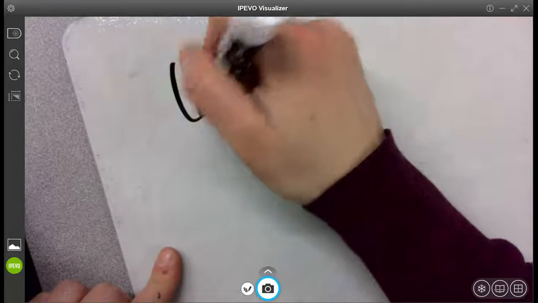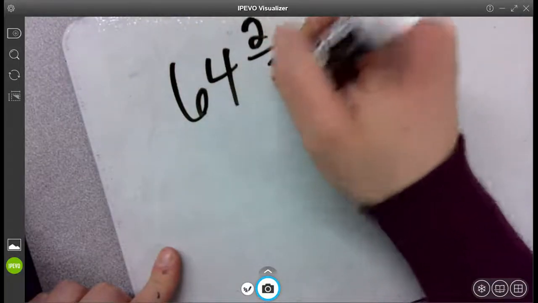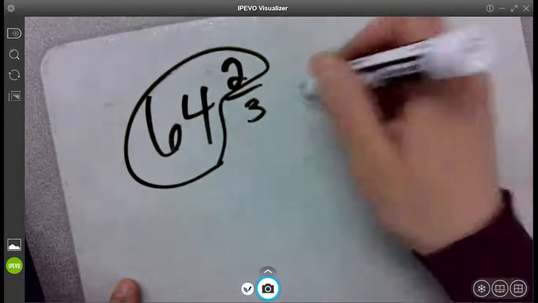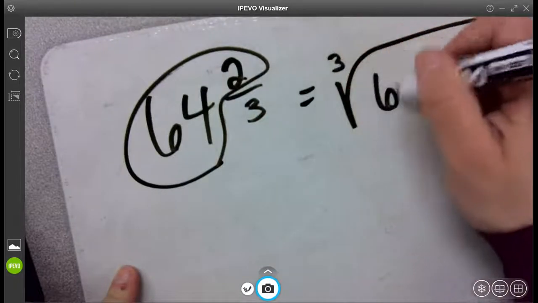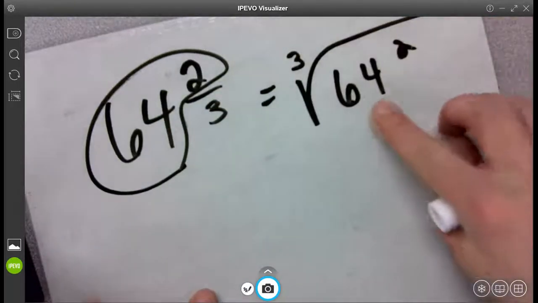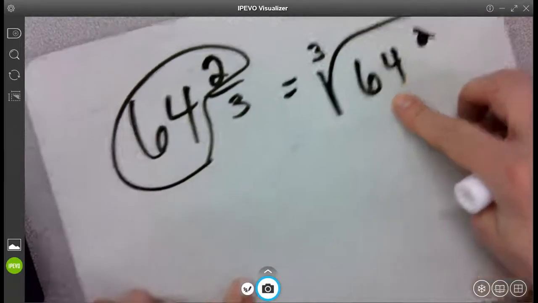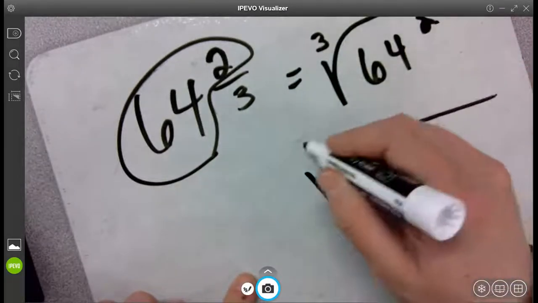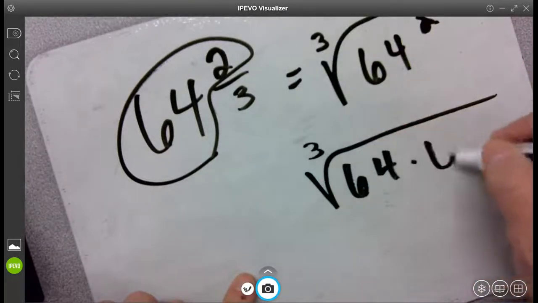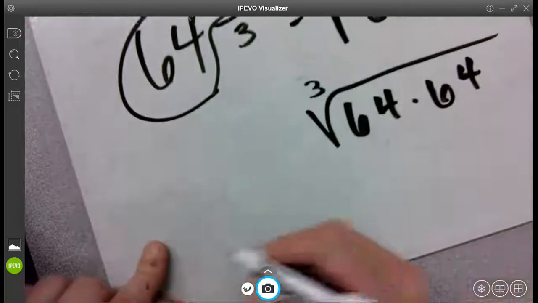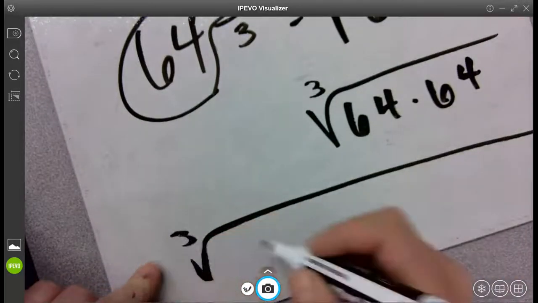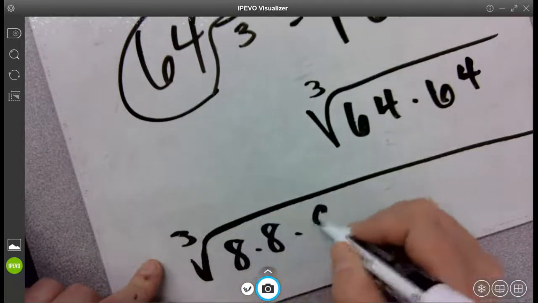Let's try one that isn't a 1 on top. It's a 2 on top. So that's the cube root of 64 squared. Now, I could do 64 times 64 and get a big fat number, but I know I'm just breaking it down anyway. And I'm going to keep breaking it down. 64 is 8 times 8, 8 times 8.